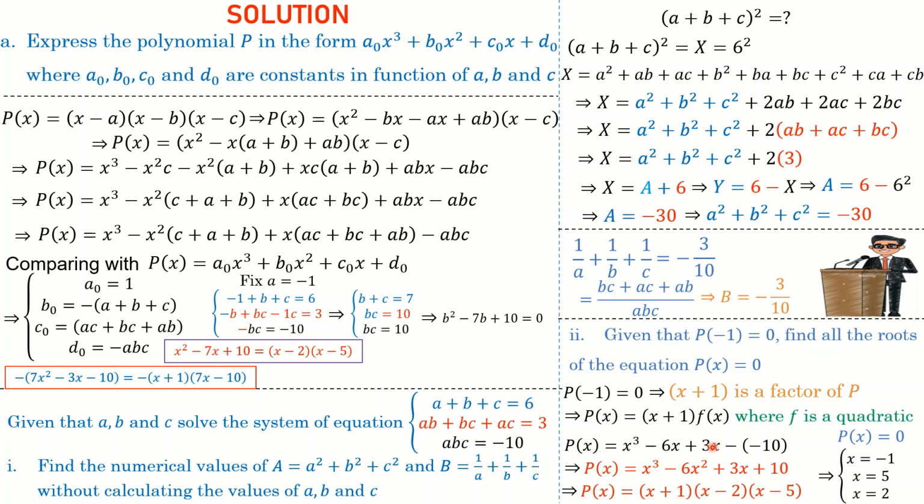So definitely whichever one you use, you're still going to get finally x plus 1 times x minus 2 times x minus 5, and you still get your a to be negative 1, your b to be 5, your c to be 2, or your a to be negative 1, your b to be 2, and your c to be 5. It all depends on you.